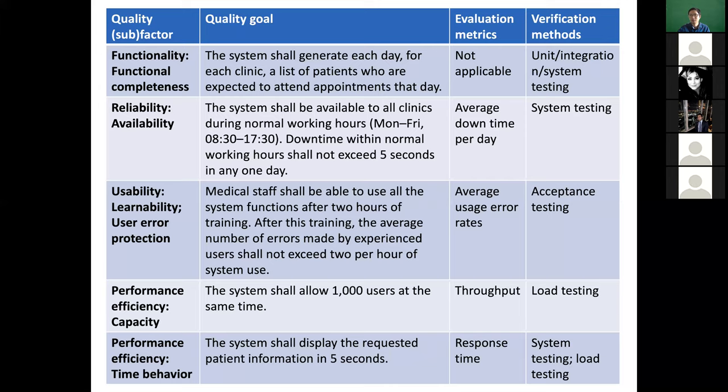Learnability, 2 hours of learning, and user error protection. So after the user has been trained, how can you prevent the users from making mistakes? So two sub-factors here. Evaluation metrics: we have one metric, average user error rate. After 2 hours of training, on average, how many errors does a user make in 1 hour, for example.